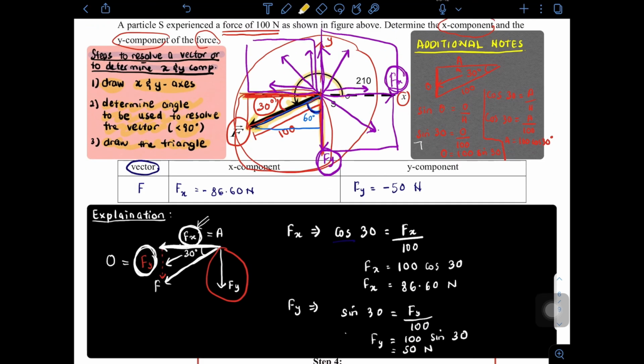So remember the negative sign. Without the negative sign, you will get a wrong answer. You may try another one. You may try with the angle 60 degrees, and you will end up getting the same answer.